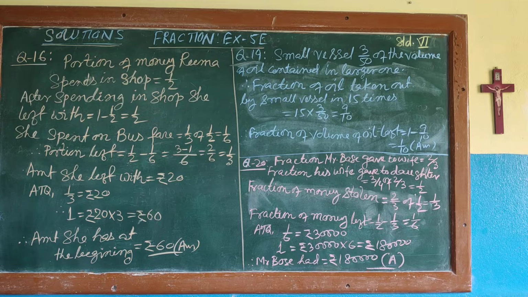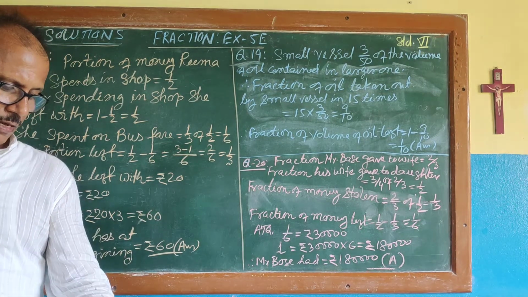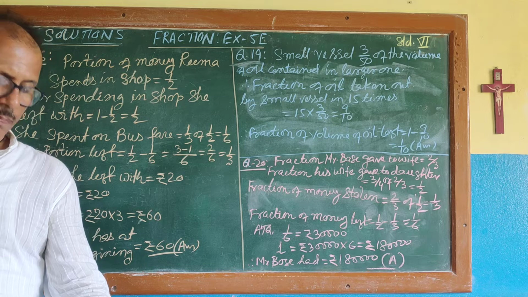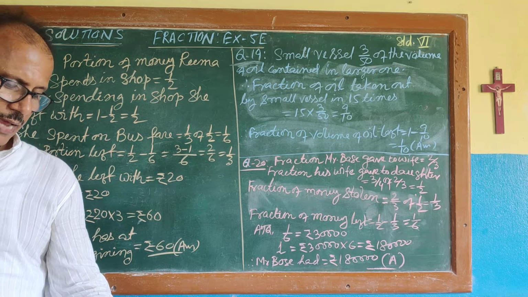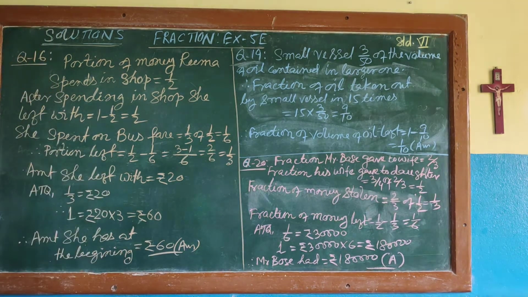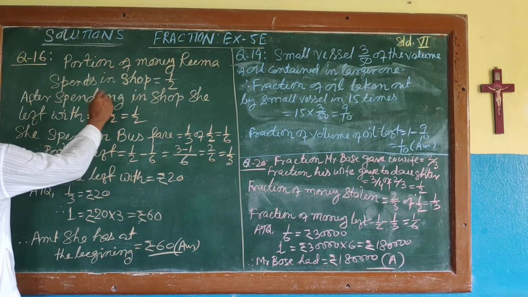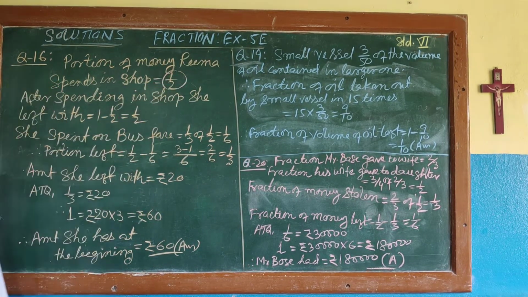Question number 16 says to you, Miss Rima spends half of the money in a shop, and then she spent 1/3 of what is left as bus fare. See, the fraction of money she spent in the shop is half. Now, from the leftover she has spent 1/3.